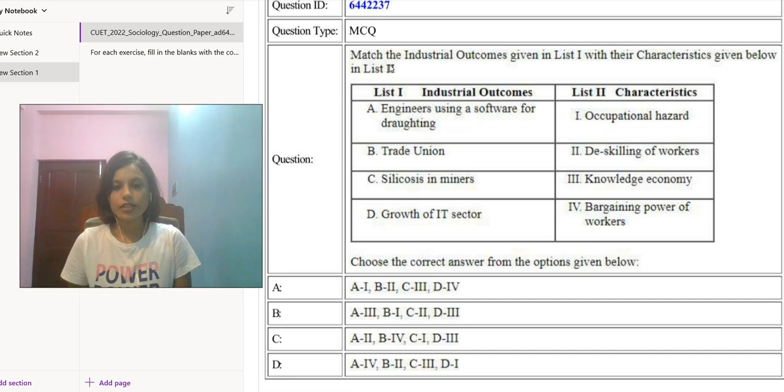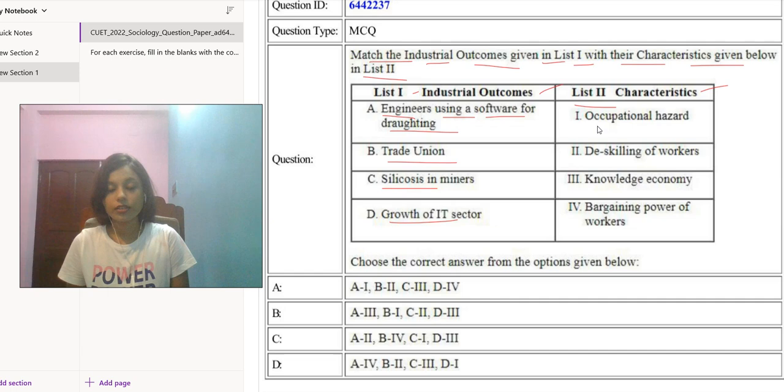The next question that we have is: match the industrial outcomes given in list 1 with the characteristics given in list 2. In list 1 we see industrial outcomes, and in list 2 we see their characteristics. List 1 has engineers using a software for drafting, trade union, silicosis in miners, and growth of the IT sector. On the other hand, we have characteristics like occupational hazard, de-skilling of workers, knowledge economy, and bargaining power of workers. So over here, we are going to match them.